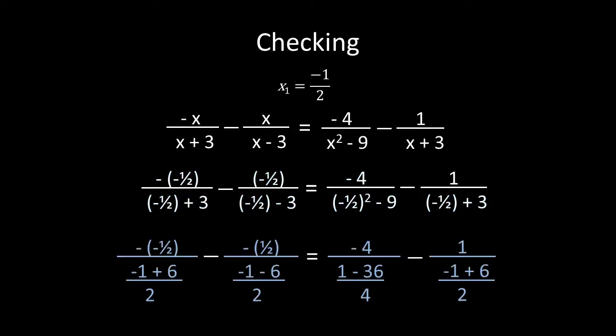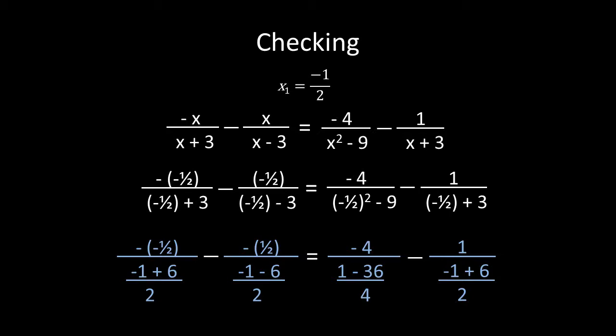The LCD of the denominator in the first term is 2, so it will become negative 1 plus 6 over 2. In the second term, the LCD is 2, so it will become negative 1 minus 6 over 2. In the third term, the LCD is 4, so it will become 1 minus 36 over 4. And in the last term, the LCD is 2, so it will become negative 1 plus 6 over 2.